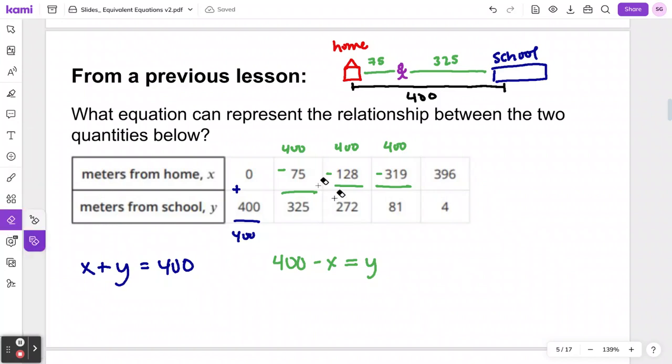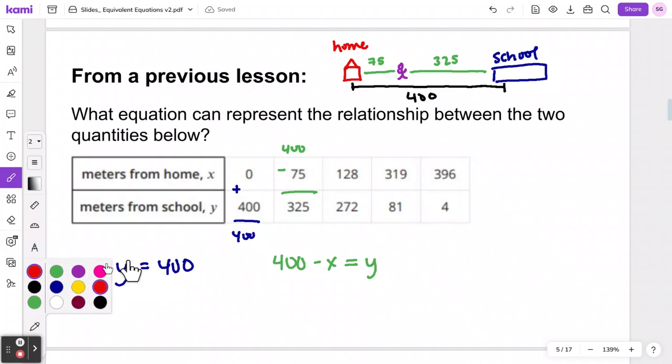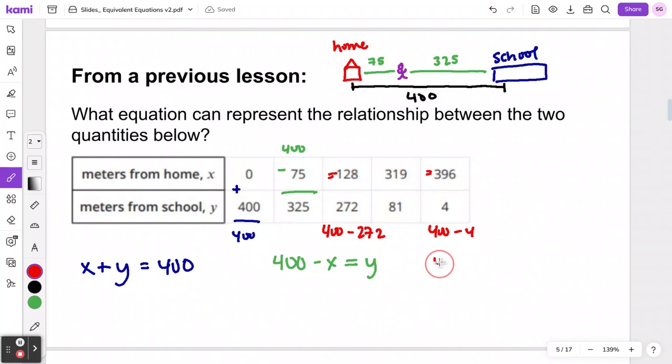And again, some people noticed a different relationship from this table. The final one we heard in class is similar to the second one with subtraction, but in a different order. So for example, with this third value, some people noticed that if you do 400 minus 272, it gives you 128. Or 400 minus 4 gives you 396. And again, a summary of that could be 400 minus the distance from school would tell you the distance from home. In our picture, if you take that total distance of 400 and you subtract what you still need to walk, it would tell you what you've already walked.